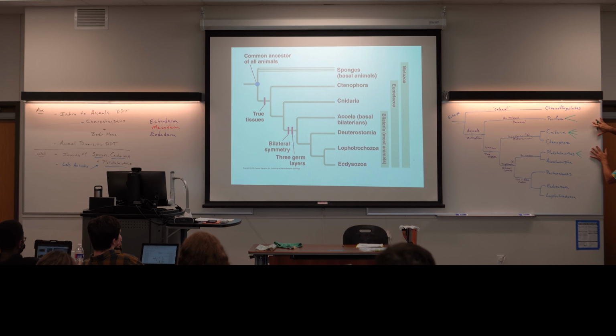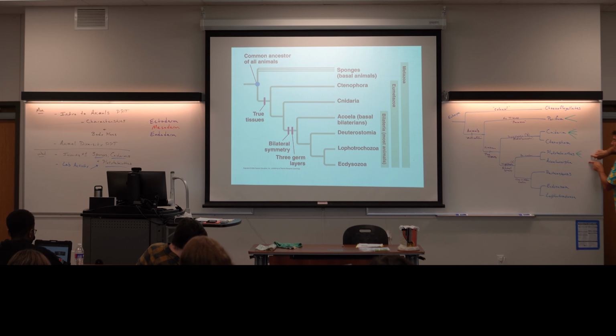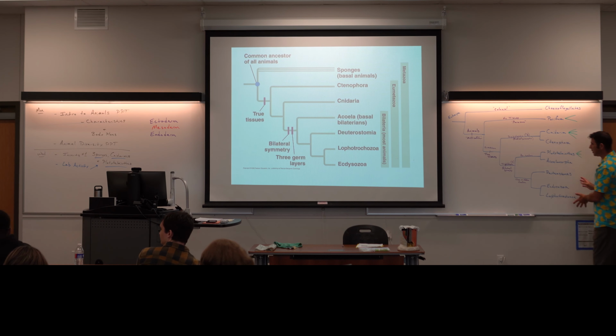So just to preview where we're going in lab, we'll see examples of animals that don't have any symmetry and don't have any tissues. We'll see examples of animals that have radial symmetry and 2 layers of tissue, and animals that have 3 germ layers and bilateral symmetry. So it'll be a nice preview of all the different body plans, but there will be much more detail that we get into in terms of other things that those body plans can do.